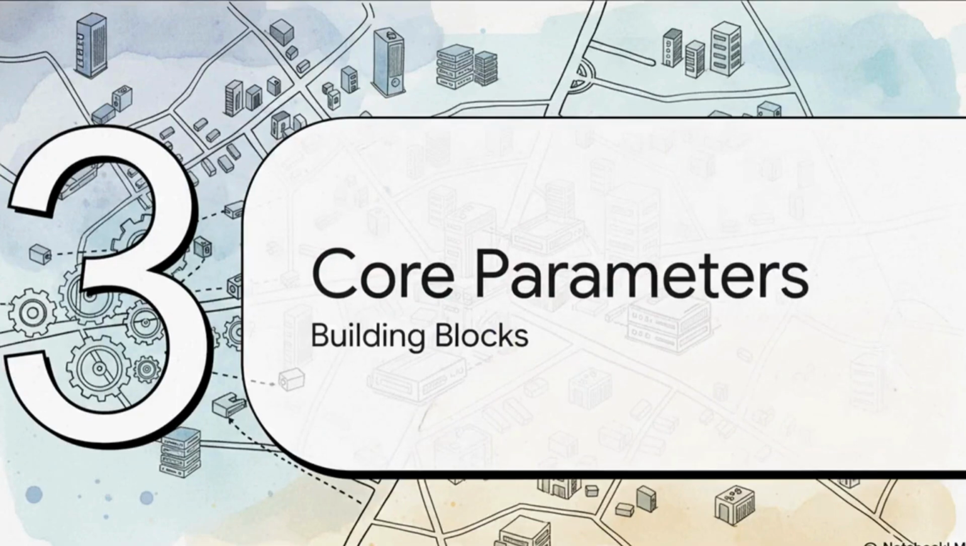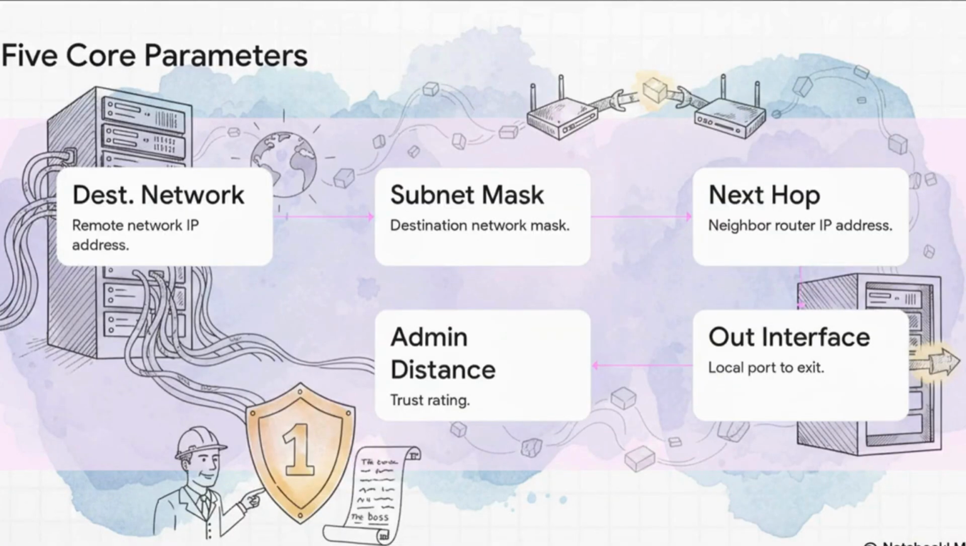All right, Section 3, the 5 core parameters. Okay, so we've got the concept down. Now let's talk about the actual mechanics. These are the literal building blocks that our city planner uses to map the network. I actually want to slow down our pacing just a bit here so we can really walk through the router's checklist. To establish a static route, administrators have to input 5 core parameters. Number 1 is the destination network. This is the IP address of the remote network you ultimately want to reach.